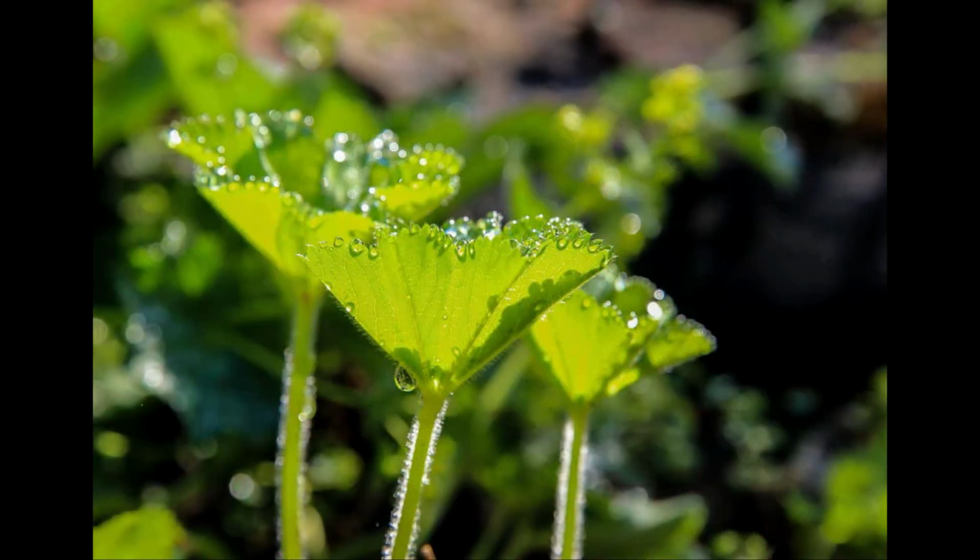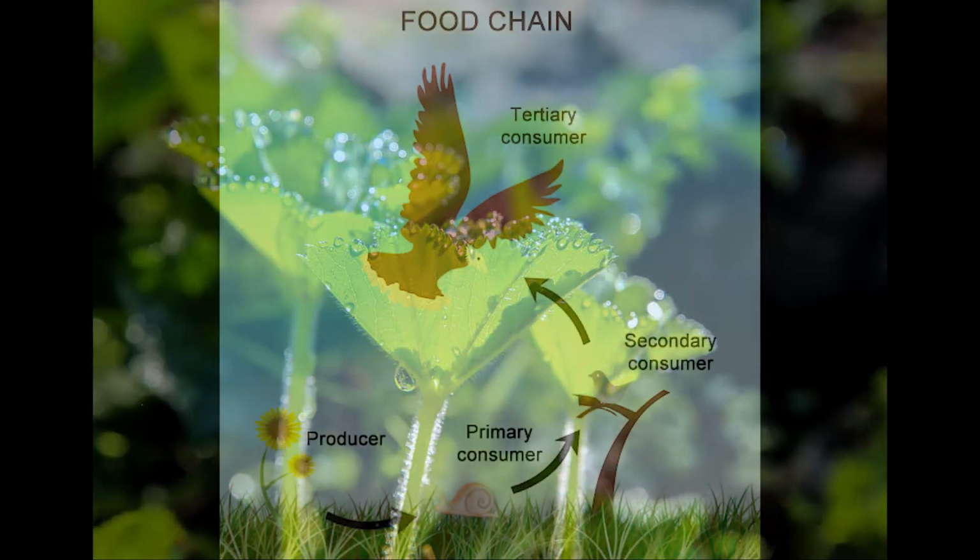Plants are known as autotrophs. Autotrophs are organisms that make their own food. Autotrophs are the primary producers of a food chain. Thus, most food chains start with plants, which make them extremely important.